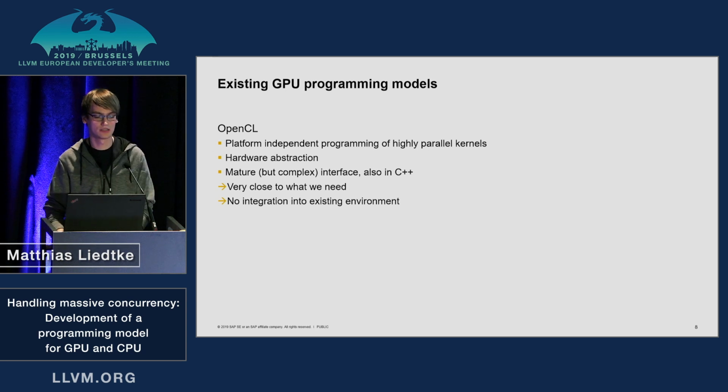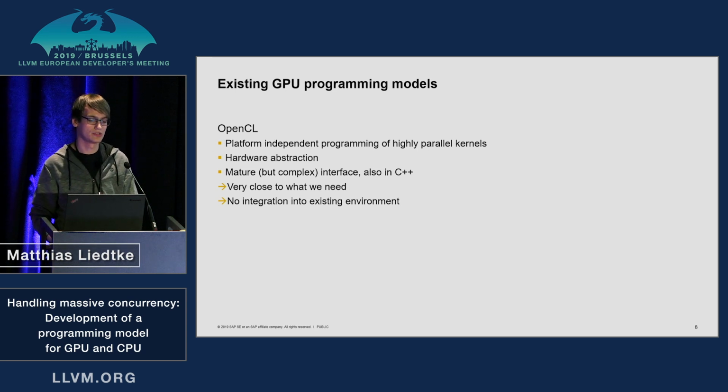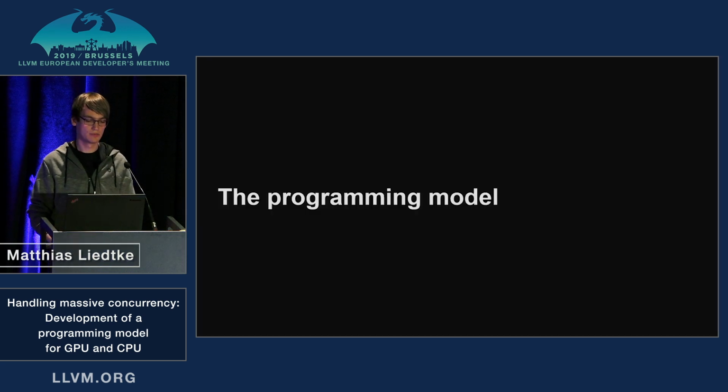The last one we took a look into is OpenCL. OpenCL aims to be a platform-independent programming model for highly parallel kernels. It adds hardware abstractions, so it doesn't matter anymore whether it's an NVIDIA GPU or a CPU. It has a C++ interface and a C interface too. It's very close to what we needed in our use case, but we had the problem that there was no integration for us. We would have to put this into the server environment, and due to some restrictions, this didn't really work. So we had to develop our own programming model.